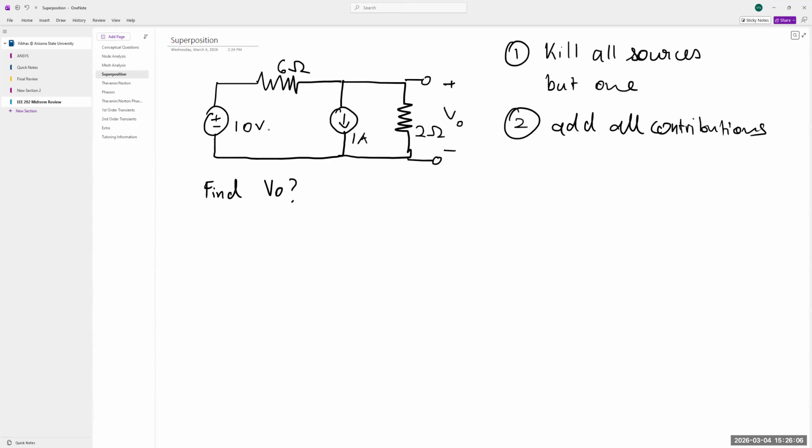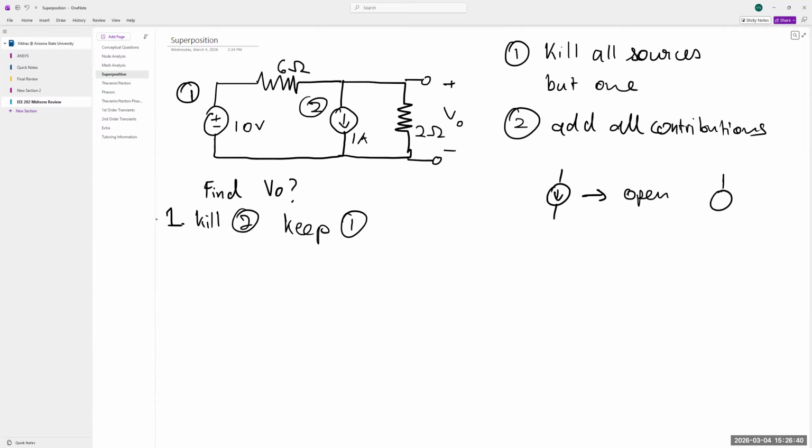So in this circuit, we have two sources. We have one source over here, the voltage source, and we have a current source pointing down over here. We need to find VO, right? So what we're going to use is superposition. So let's kill the current source and keep the voltage source, right? So we're getting rid of this guy. The way we kill a current source is we open it. The way we kill a voltage source is to short it. So we're going to kill it by opening it.